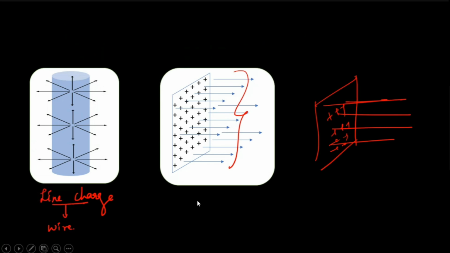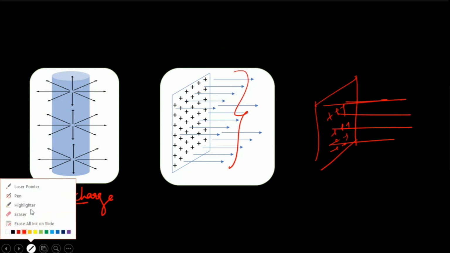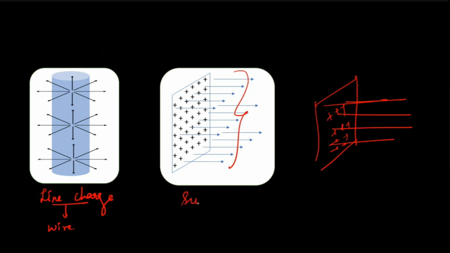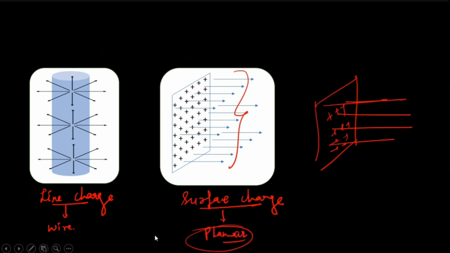So this is something we call surface charge. It is something we call planar. So field lines are planar. This is what we explain.